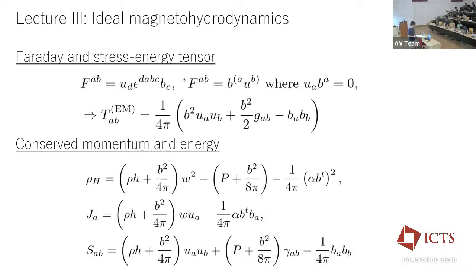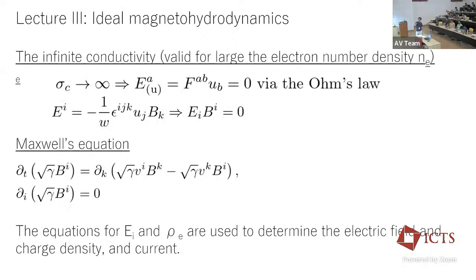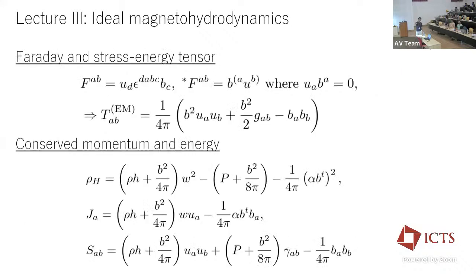In the ideal MHD case, the Faraday tensor can also be written in this form, because the electric field measured in the fluid frame should be 0. This means that F^{ab} is proportional to u plus lower b^c, where lower b^c is the magnetic field measured in the fluid frame, which is different from the upper B. And the Hodge dual of the Faraday tensor is written like this: minus b^a u^b minus b^b u^a, which gives you that the magnetic field contraction with u^a equals 0.